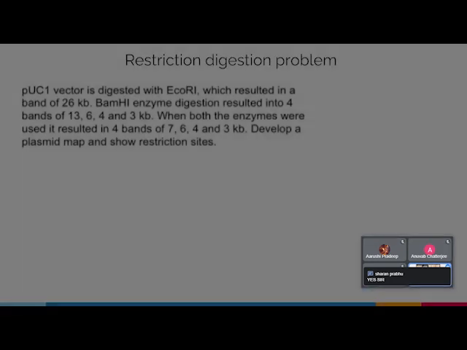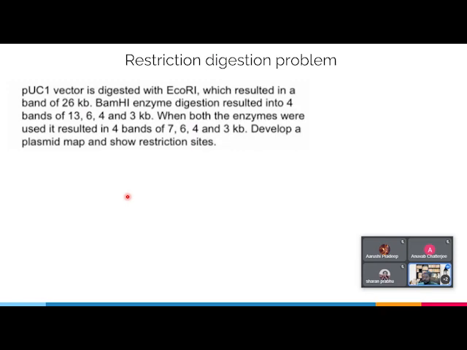So we'll move forward with the next question, which is a continuation of this restriction digestion problem. And this is a bit difficult. So I would ask everyone to use your pen and paper to solve this one. This is one of the basic questions that comes from this particular topic. So pUC1 vector is digested with EcoR1, which resulted in a band of 26 kb. BamH1 digestion resulted in four bands of 13, 6, 4, and 3 kb. When both the enzymes were used, it resulted in four bands of 7, 6, 4, and 3 kb. Develop a plasmid map and show the restriction sites.